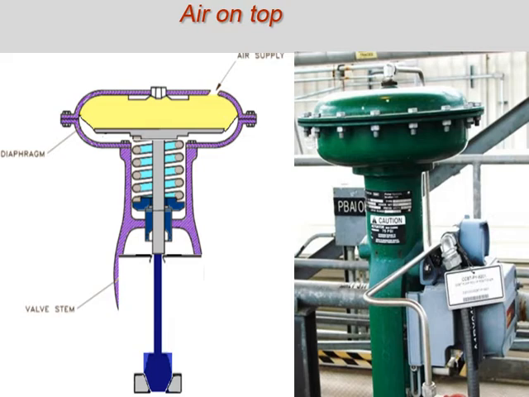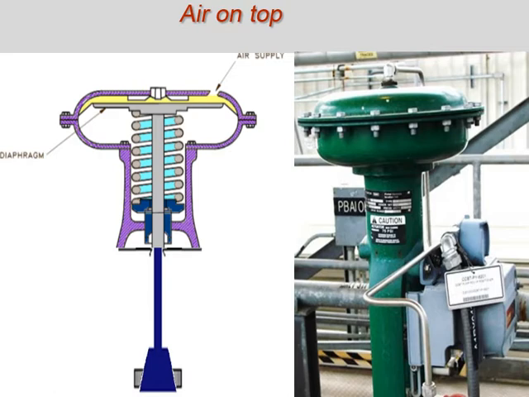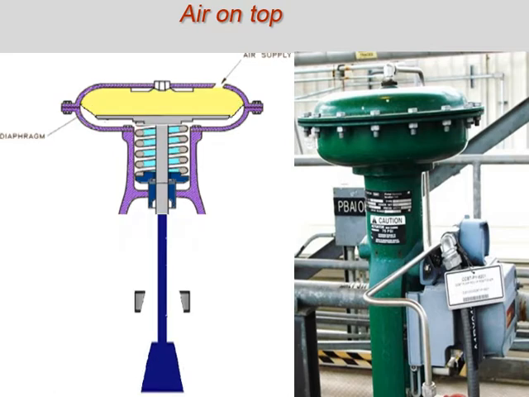This configuration can be set up to open or close the valve on downward movement based on whether the valve is normal seated or reverse seated. With air on top, if it is a reverse seated valve, then the valve will open on increasing air pressure. If the valve is normal seated, then the valve will close on increasing air pressure.